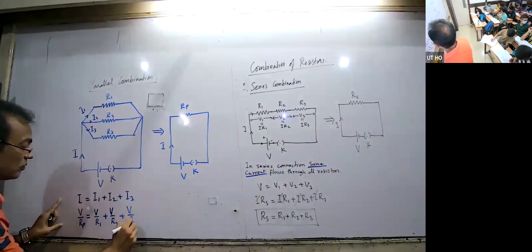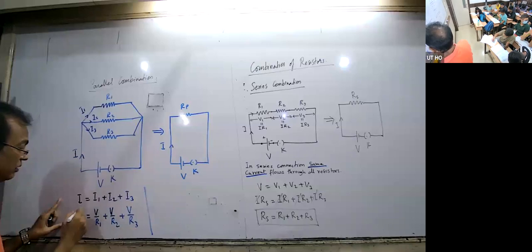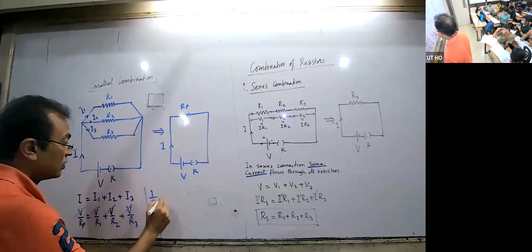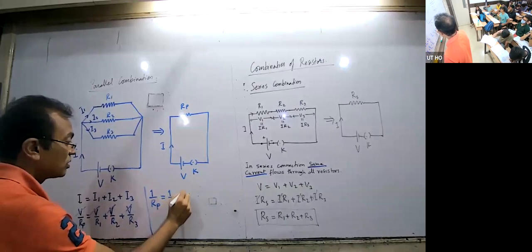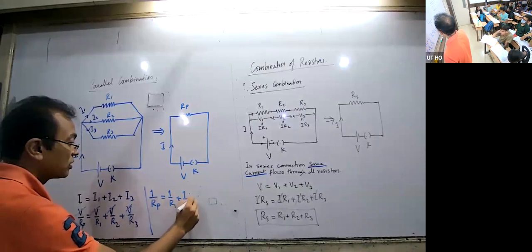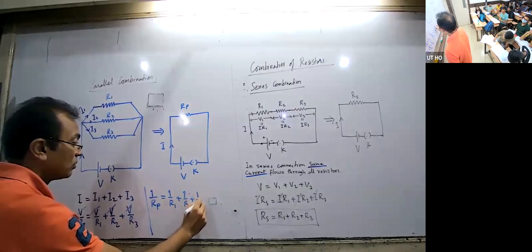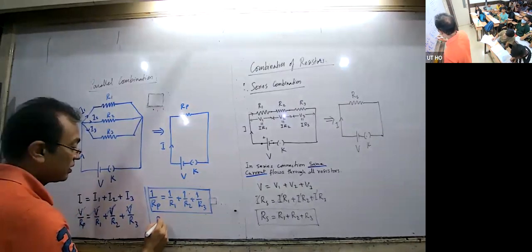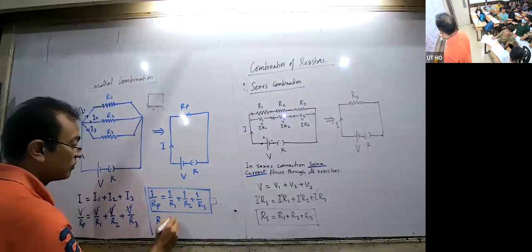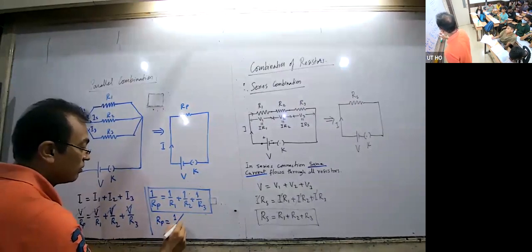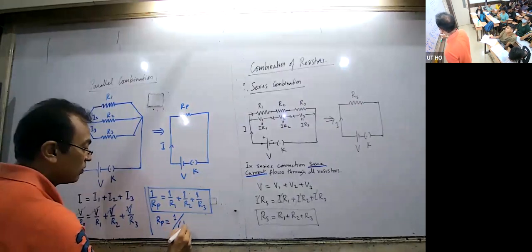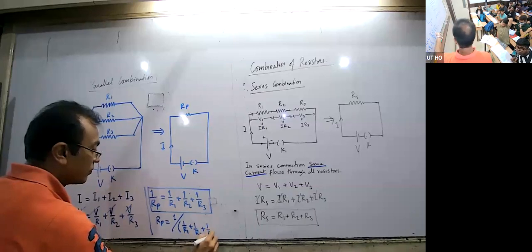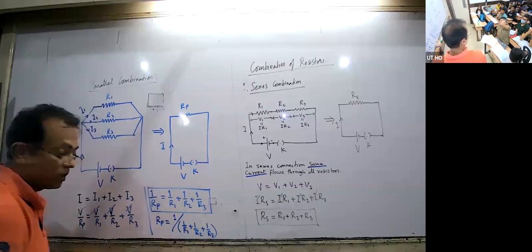So what do we get? All the V will be cancelled. So we get 1 upon R parallel equal to 1 by R1 plus 1 by R2 plus 1 by R3, and it is true for any number of resistances. So what is R parallel? R parallel is the reciprocal of this: 1 divided by (1 by R1 plus 1 by R2 plus ...). Whatever answer comes, you have to take the reciprocal of that to arrive at the final answer.